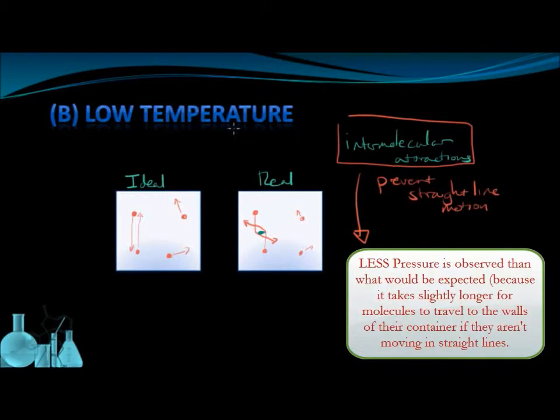When molecules are moving slowly, such as at low temperature, with low kinetic energy, they're more susceptible to having their course changed, like in this example here. They're more susceptible to this kind of intermolecular attraction than if they were just whizzing past each other at high speed. So we see this observation that real gases have less pressure than we would expect at this condition of very low temperatures.